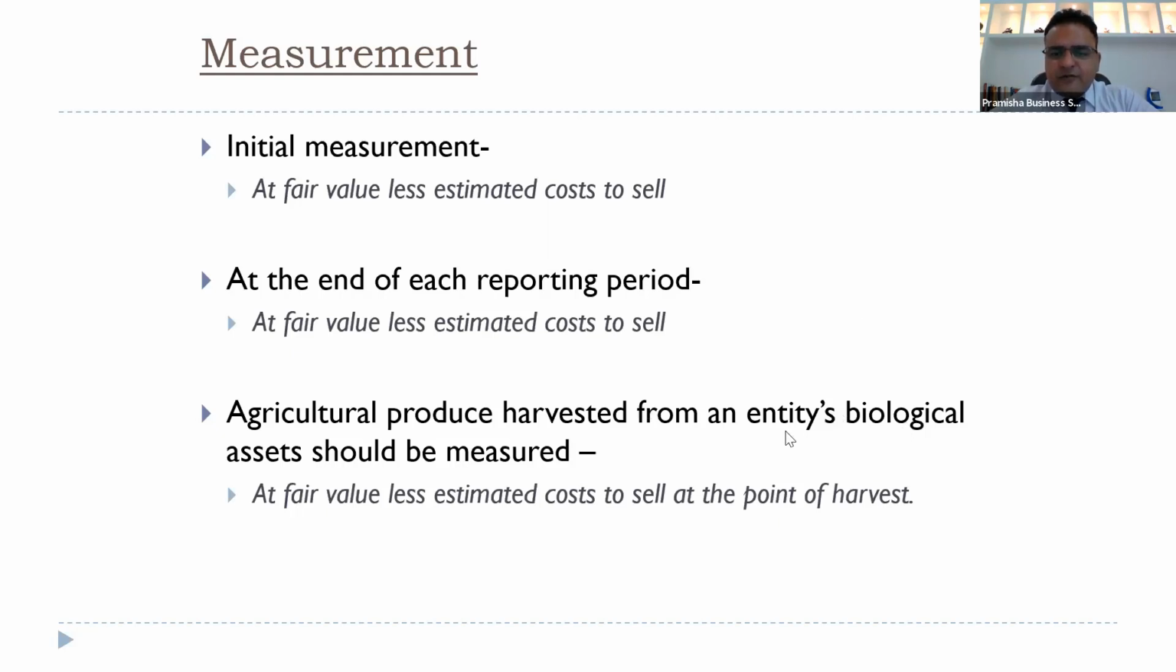Agriculture produce harvested from an entity's biological assets should be measured at fair value less cost to sell at the point of harvest. So it gets its value at the point of harvest, and after the point of harvest, the same value becomes the cost of inventories for initial measurement. The same value, fair value less cost to sell at the point of harvest, after it is converted into wheat grains, becomes the initial cost of measurement for IS 2 inventories.